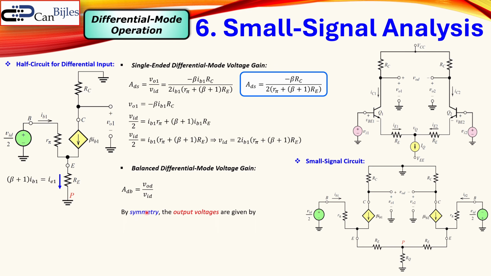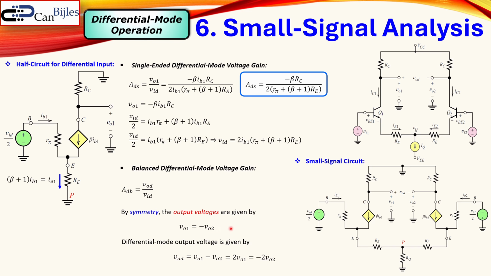So by symmetry we can say the output voltages are given by VO1 equal to minus VO2. Why? Because if this is going up, this node will go down by an equal amount. That is of course the effect of pure symmetry and pure differential operation. So VO1 is minus VO2. That means for our differential mode output voltage, VOD is VO1 minus VO2. That's the difference. And since VO1 is minus VO2, this is also plus VO1. So we have here 2 times VO1 or minus 2 times VO2.